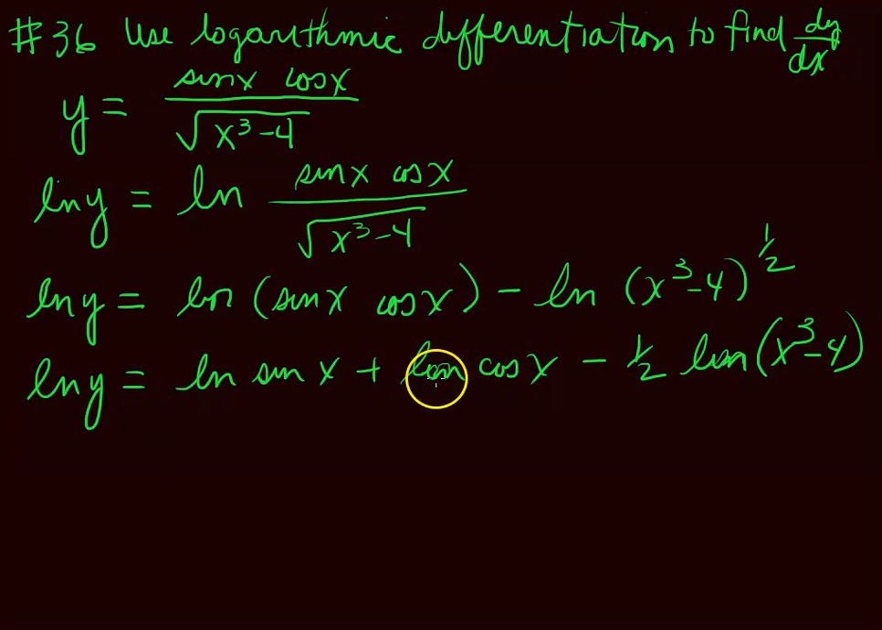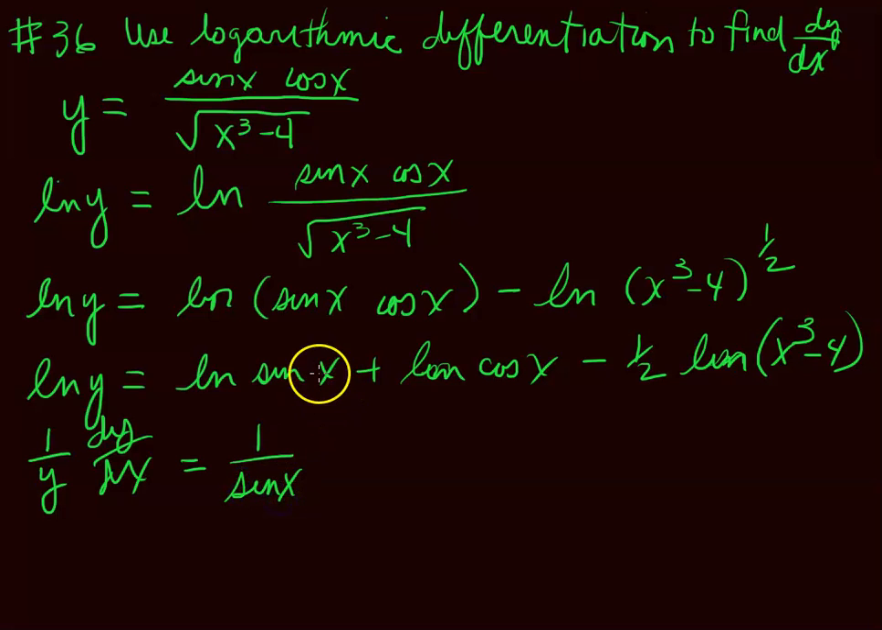That's as far as we can go as far as that's concerned. We can't split up this x cubed minus 4. It won't work with logs. But now we take the derivative. The natural log of y is 1 over y dy/dx. The natural log of sine x is 1 over sine x times the derivative of sine. What's the derivative of sine? It's the cosine.